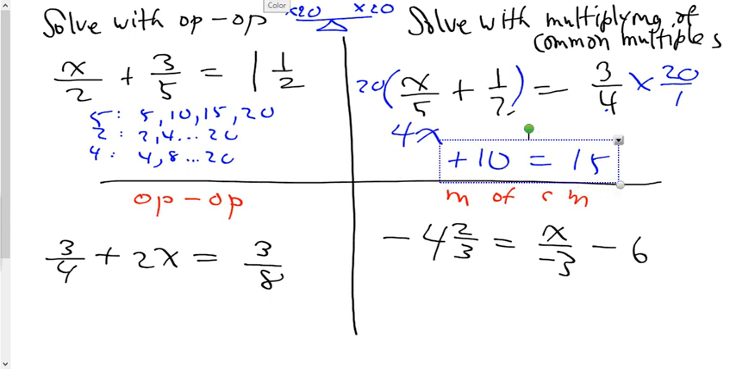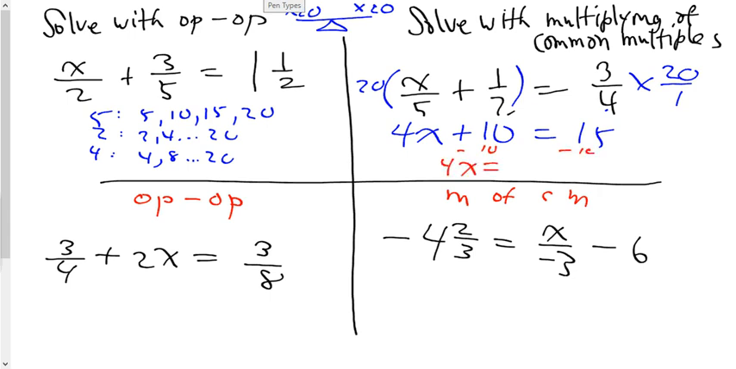4x plus 10 equals 15. I'm going to subtract 10 from both sides. I get 4x equals 5, and then I'm going to divide both sides by 4 to get x equals 1 and 1/4, or 1.25. That's your answer. That one seems a little bit more complicated, but it's not that bad.